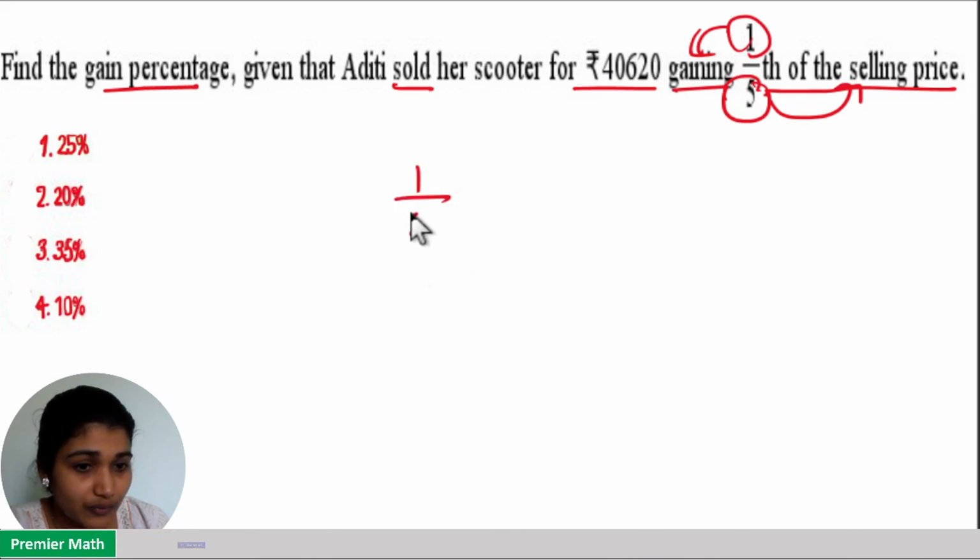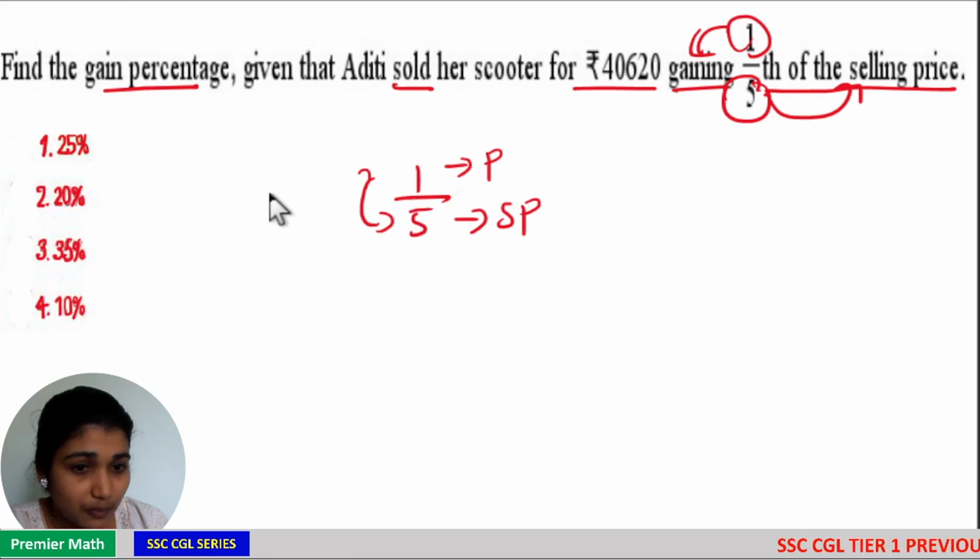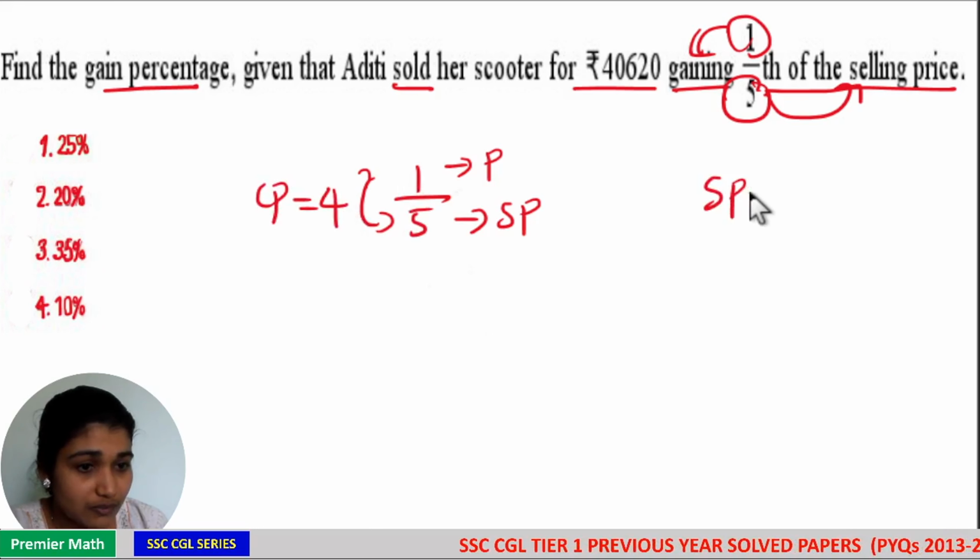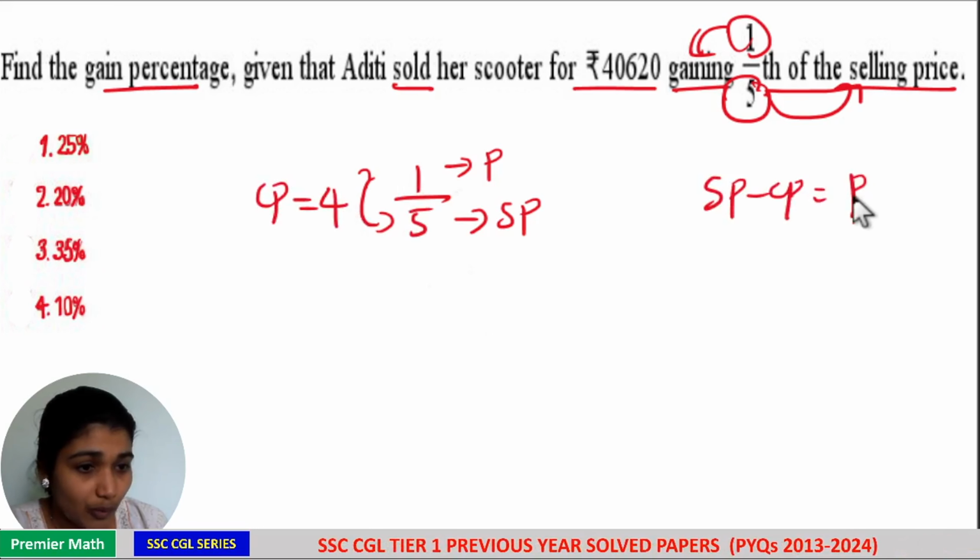Now 1/5 of selling price means 5 part selling price and 1 part profit, which means here selling price minus profit is cost price, which is equal to 5 minus 1, 4 part. We already know SP minus CP is equal to profit. That is, SP minus profit is cost price.